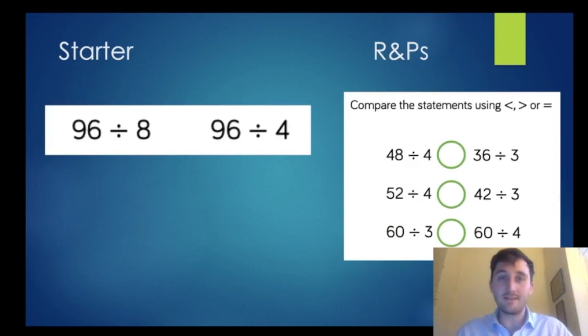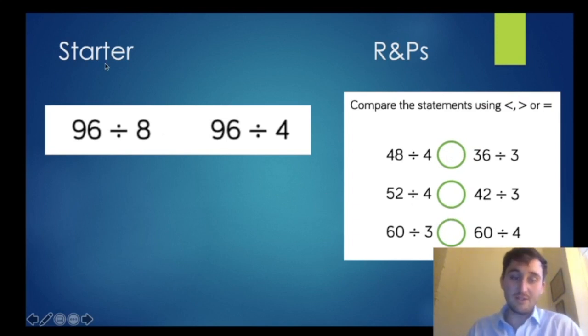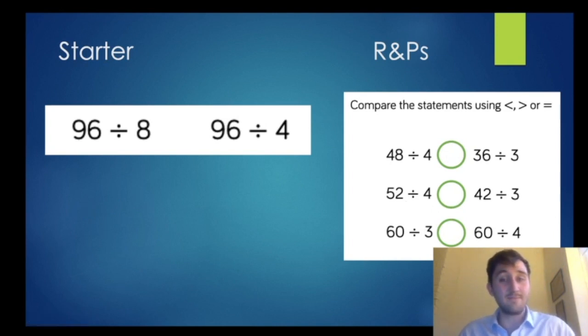So as always, for our starter, we're going to have some fluency questions on the left hand side, and then some reasoning and problem solving, and I want you to use the comparing symbols: greater than, less than, and equal to. So use your piece of paper, work these out. For our fluency questions, do your tens and your ones, group them together. You might need to do some exchanging, and we'll see if you get the right answers. Okay, pause.